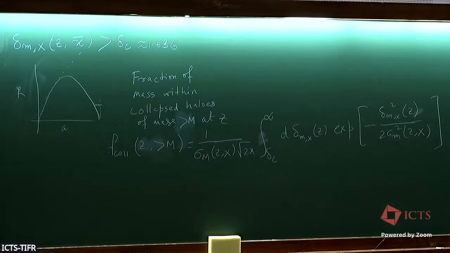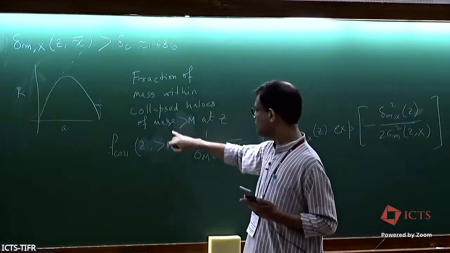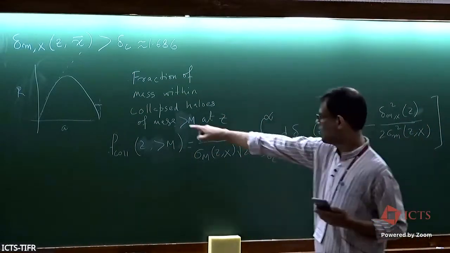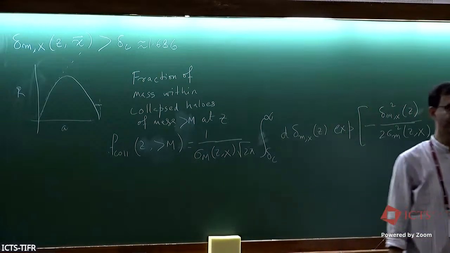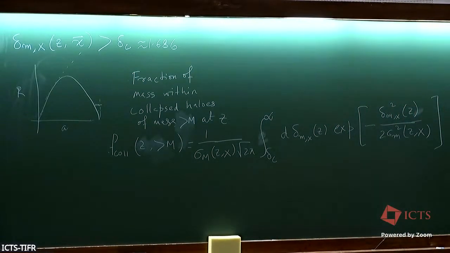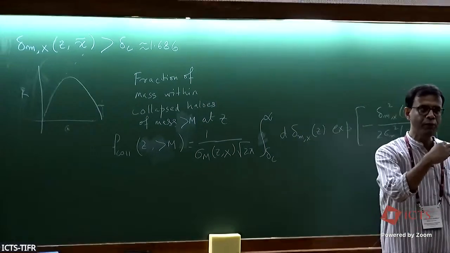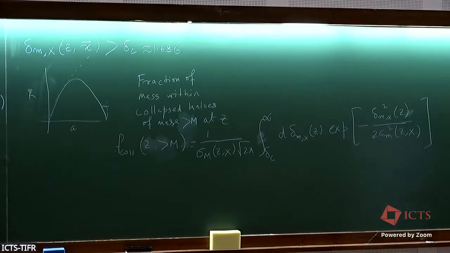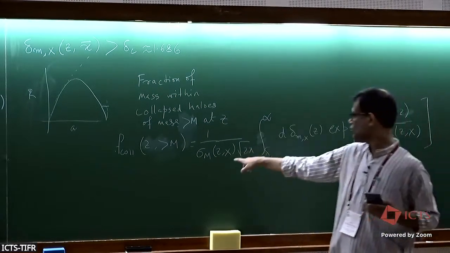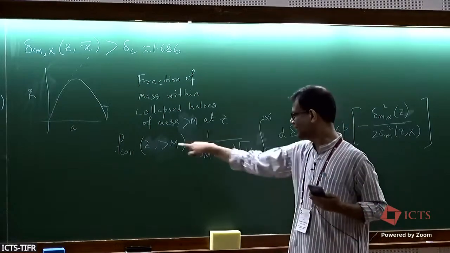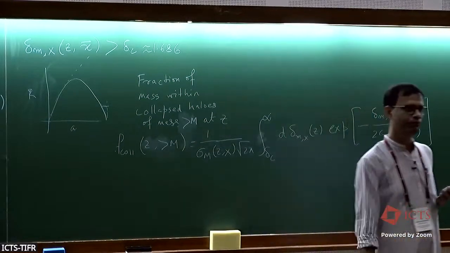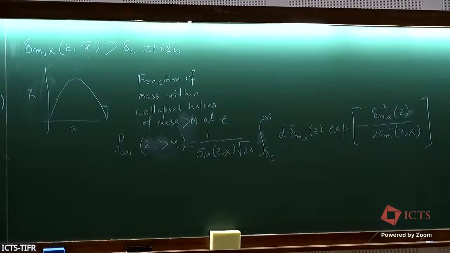What we are saying is I want to calculate the fraction of mass within collapsed halos having mass greater than m at redshift z. I know that at redshift z, if the smooth density hits 1.686, it is collapsing at that z. And since I'm talking about smoothing over x, this x is related to the mass by that relation.